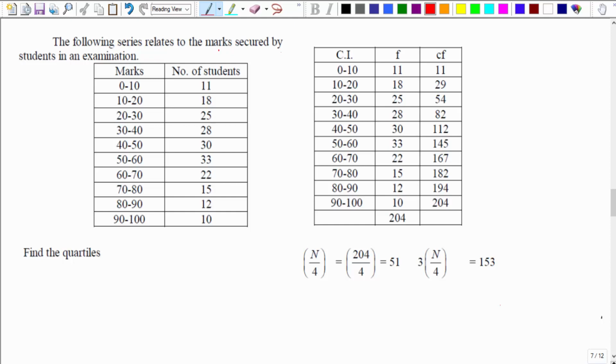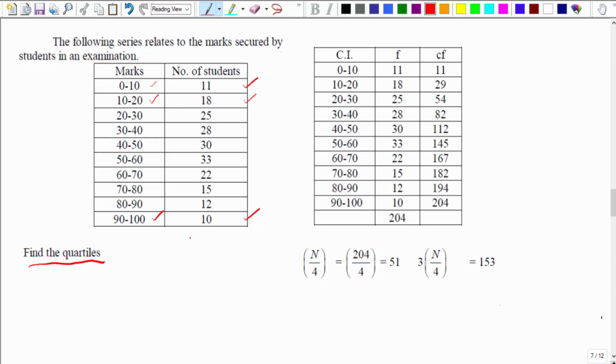The following series relates to the marks secured by students in an examination. We have the class intervals where for marks between 0 to 10, the number of students is 11, and for marks 10 to 20, the number of students is 18, and it goes up to 90 to 100, where the number of students is 10. Now we have to find quartiles.